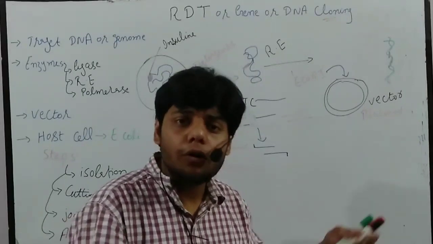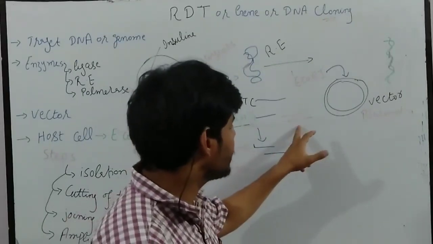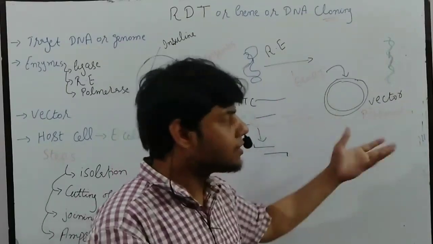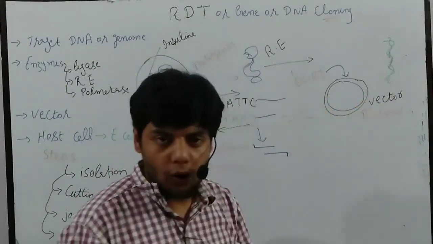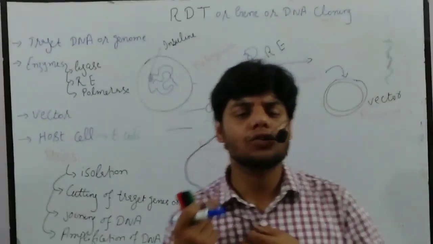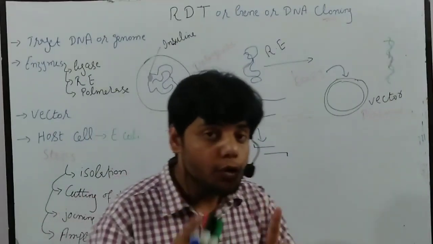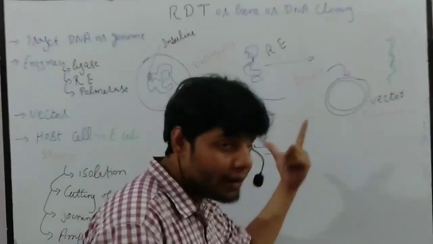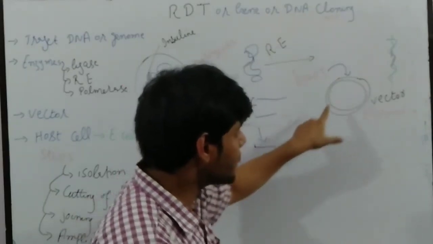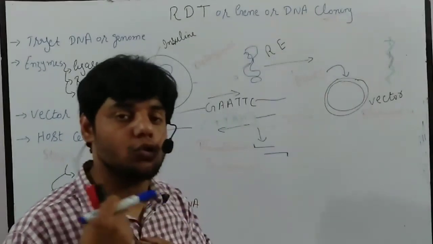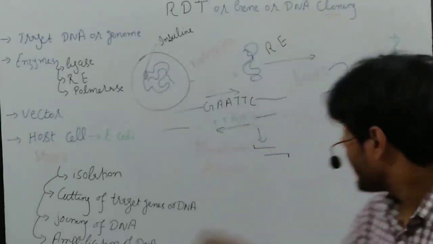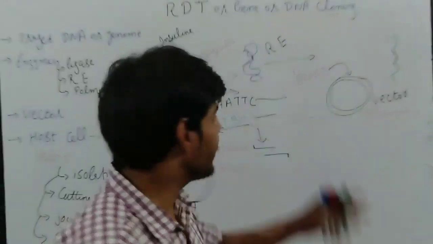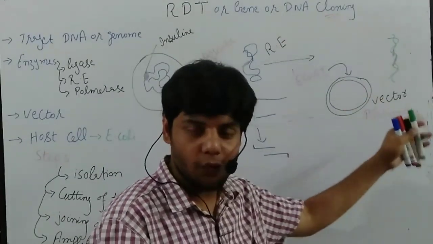Now why do we not use different kinds of enzyme? Let's say we treat the genome with BamH1 and the vector with EcoR1. Why not? We use the same enzyme because we should produce complementary ends at that position in the genome, and also in the vector.